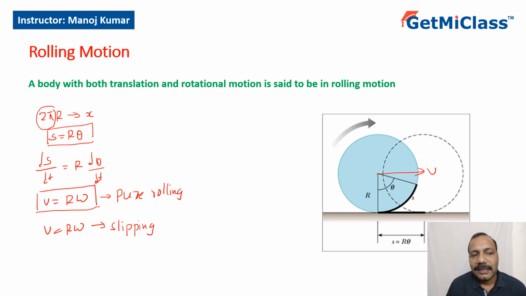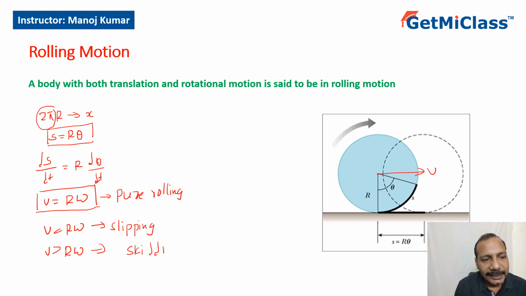Now the other condition that we can have is when v is greater than r omega, that is, translational motion is greater than rotational motion. Then we say it is skidding. You can visualize this again: let's say you're moving in a vehicle and you apply brakes, then you'll see that the rotational motion is less than the translational motion. As a result of that, the vehicle skids. So in general, in case of rolling motion, v equal to r omega. Mostly we have only pure rolling in our syllabus. So these are the definitions that we are required to know.